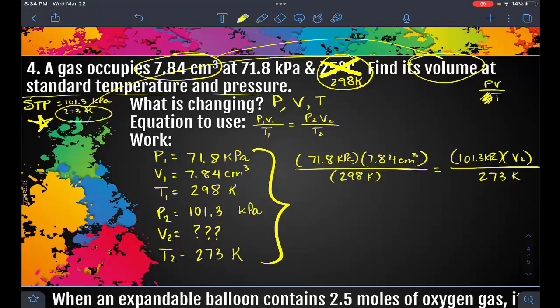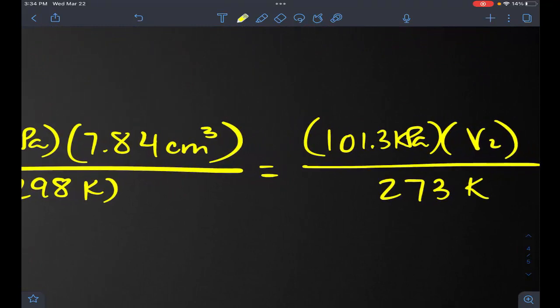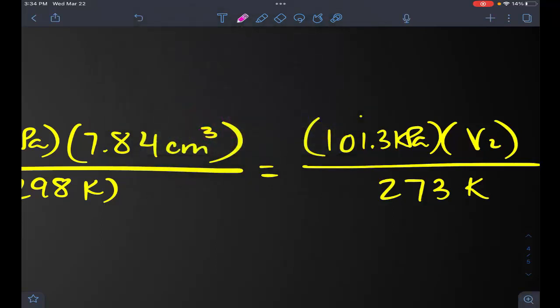All right. For this one, we are going to try to get volume by itself because volume is multiplied by 101.3 kPa and it's divided by 273. We're going to do the opposite. I'm going to do the opposite, y'all, here in pink. So both sides are going to get multiplied by 273. So the 273 cancels. If it's divided by, you're going to multiply it.